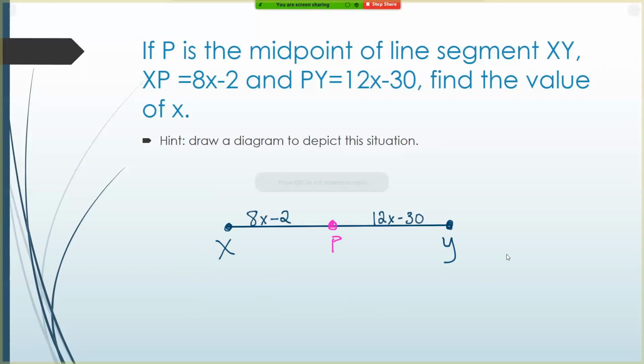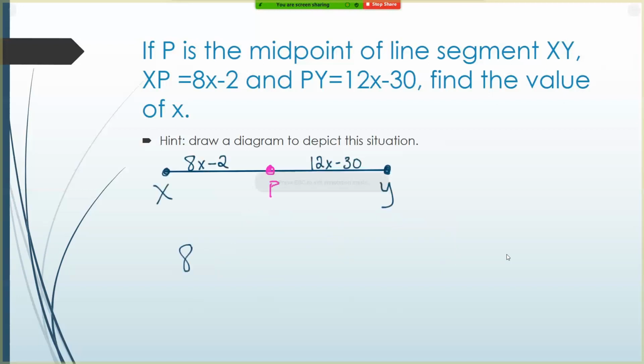How do you think we're going to do this? If P is my midpoint, what do you know about this distance and this distance? What do they have to be? Yeah, it's going to create two equal segments. If this is the midpoint, then this distance has to be exactly the same as this distance. So these two things they just gave you have to be equal to each other. We're just giving you a fancy way of making your own equation.